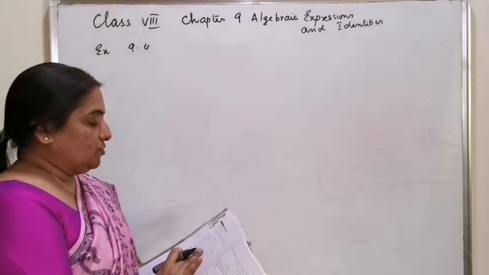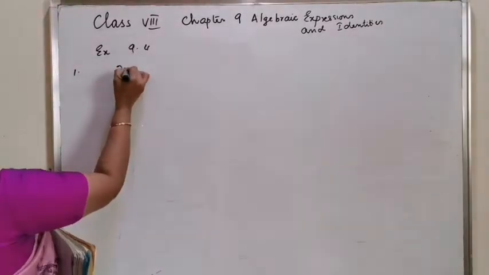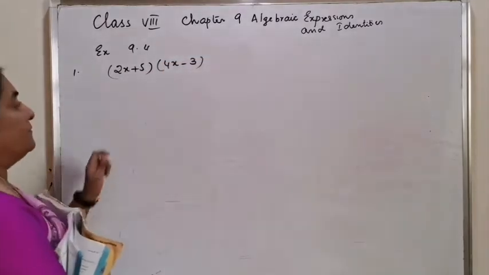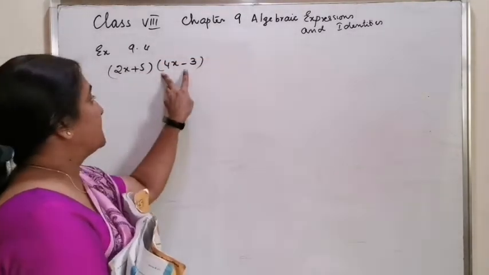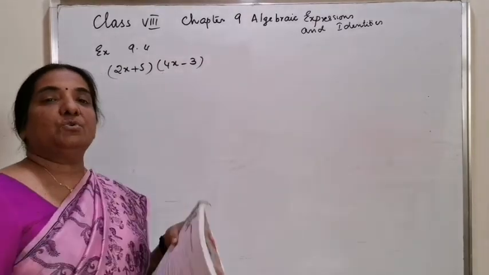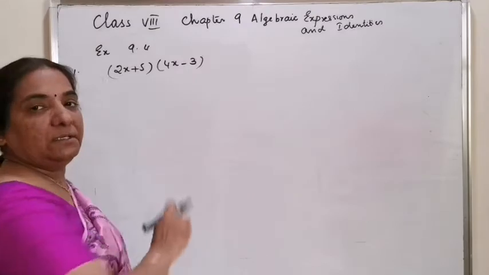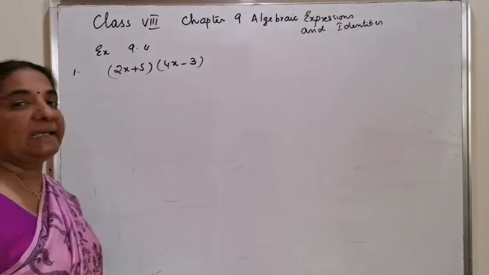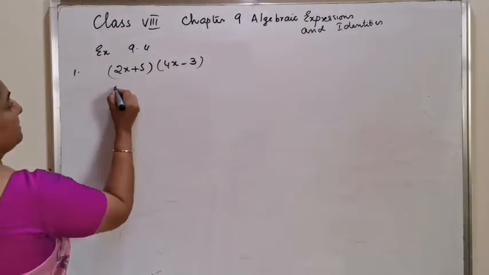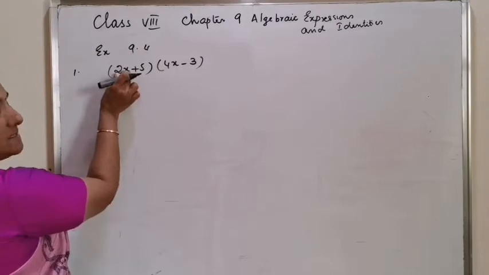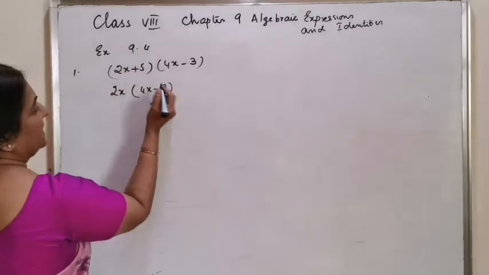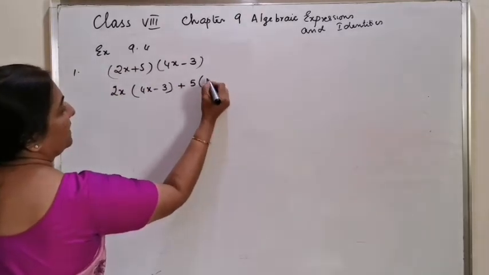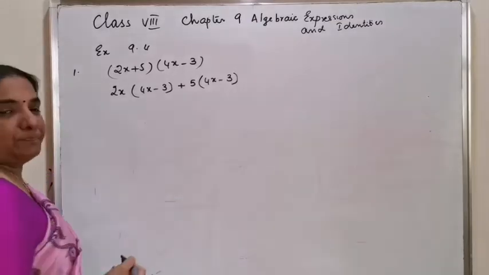Multiply the binomials 2x plus 5 and 4x minus 3. The first expression is having two terms. The second expression also is having two terms. How to expand it? A binomial with a binomial. Now you follow the pattern till you are thorough in direct expansion. The first step is the first, 2x with 4x minus 3, the full second term. The same sign you can bring it down, 5 into 4x minus 3.